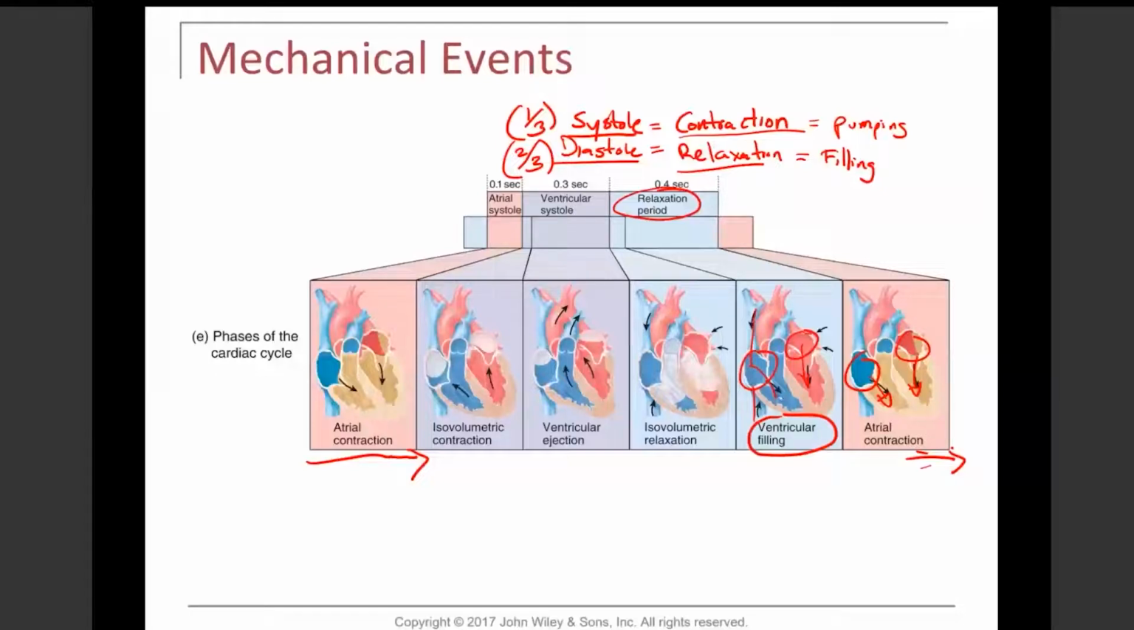So at some point, the atria contract. The atrial contraction phase, we associate this with the P wave. You guys remember on your EKG, you had the P wave, and you had the QRS complex, and then you had the T wave. This is the P wave. We associate this with atrial contraction because remember, this was atrial depolarization.